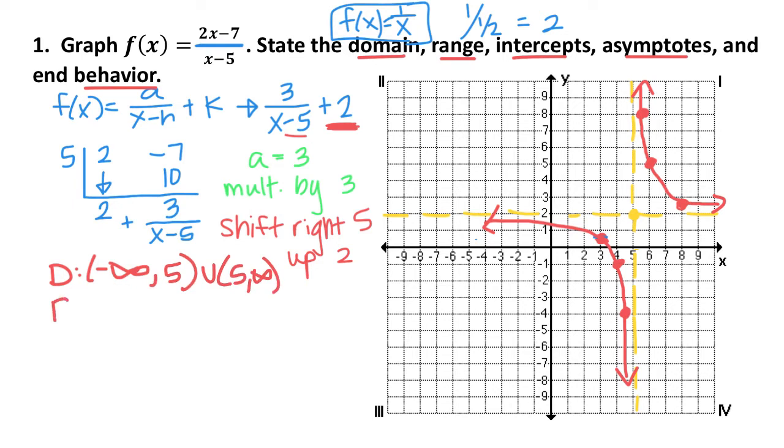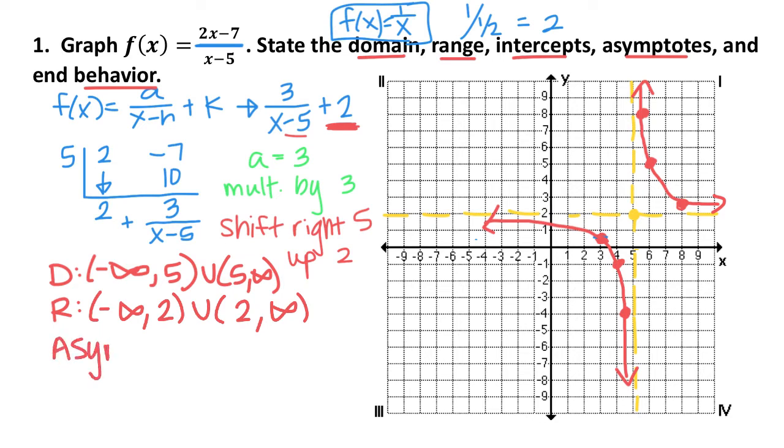The range is similar, but now we're looking at the y values. There are no y values here at 2. There are y values graphed below that, and there are y values graphed above that, but there are no outputs at y equals 2. So my range is going to be from negative infinity to 2, and then 2 to positive infinity. The intercepts, I'm going to come back to.